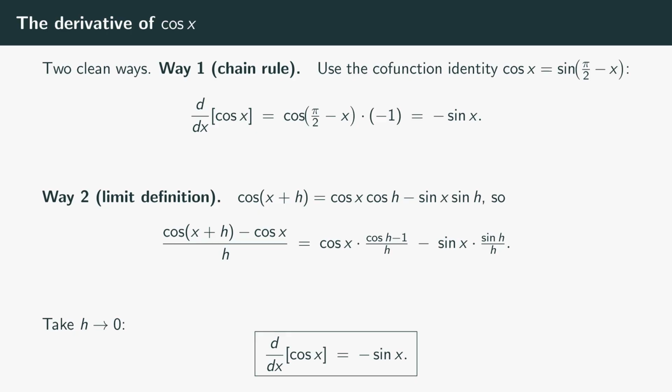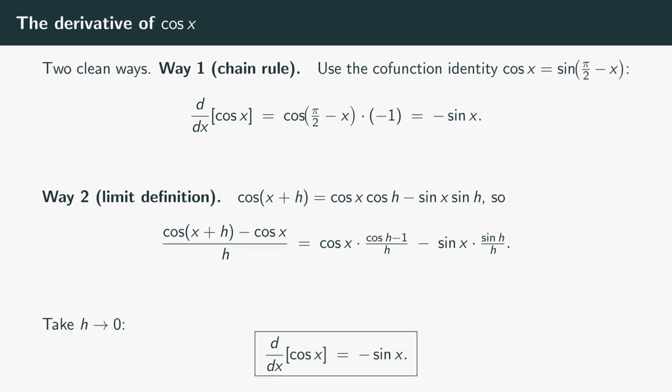Done. The second route runs the limit definition again with the cosine sum of angles identity. Cosine of x plus h equals cosine x cosine h minus sine x sine h. Subtract cosine x, divide by h, group the cosine x terms together, and you get cosine x times the quantity cosine h minus 1 over h, minus sine x times sine h over h. As h goes to 0, the first limit is 0 and the second limit is 1. Cosine x times 0 minus sine x times 1 equals minus sine x.